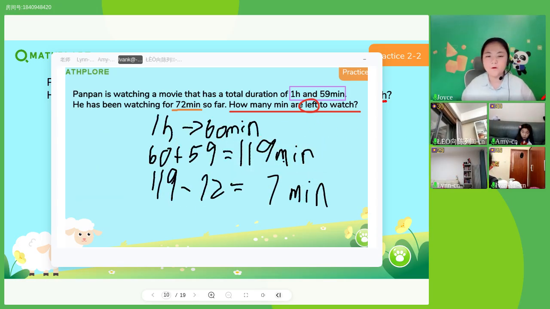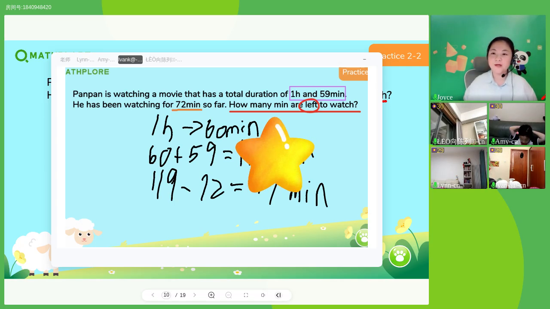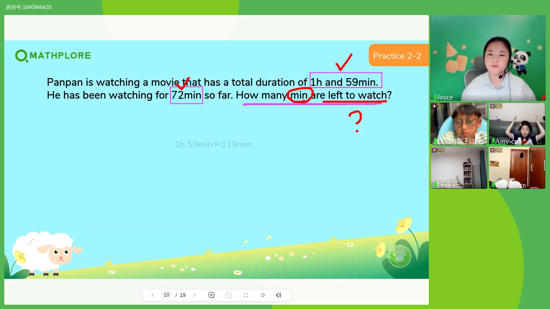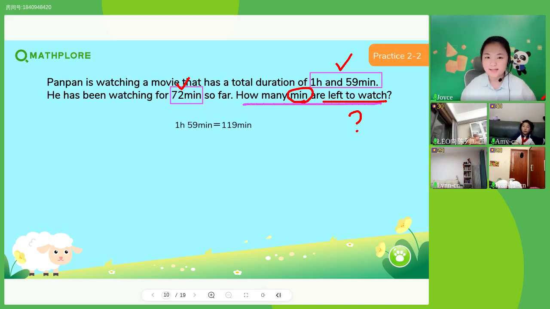Ivanka. Almost there, right? 11 minus 7 is going to be 4. Wonderful. Thank you, Ivanka. So we have 47 minutes left, right? So look, everyone, thank you so much. We firstly turn the 1 hour 59 minutes into 119 minutes, and then you just minus 72. It will be 47 minutes at the end, right?